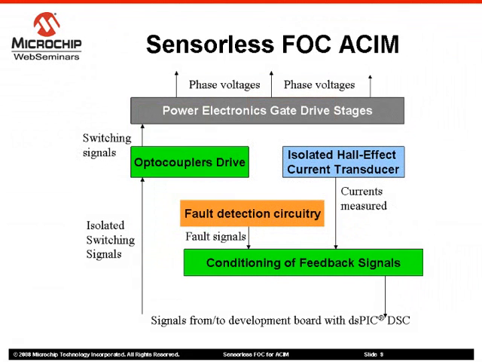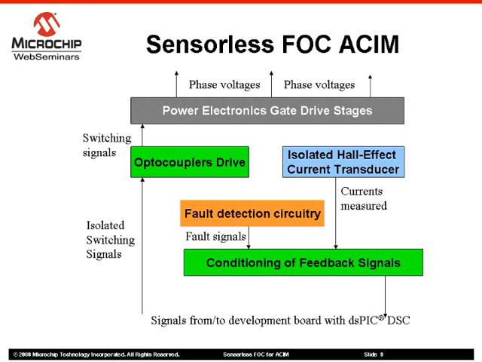The three-phase inverter and signal conditioning block is responsible for generating the three-phase sinusoidal voltages to the induction motor and for conditioning the feedback signals connected to the dsPIC. Main blocks are: 1. Power electronics gate drive stage that handles high voltages to be fed to the motor windings. 2. The optocoupler's drive block, which is used to isolate digital and power grounds.